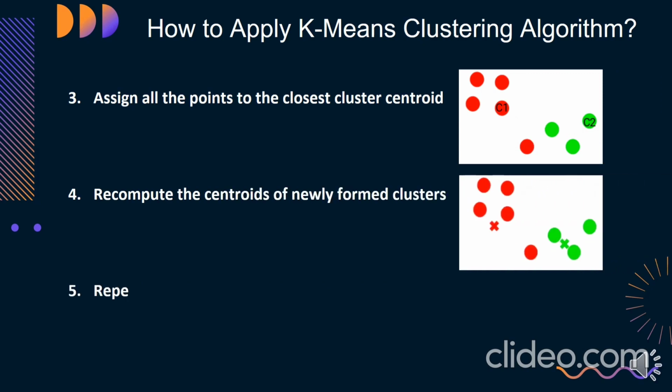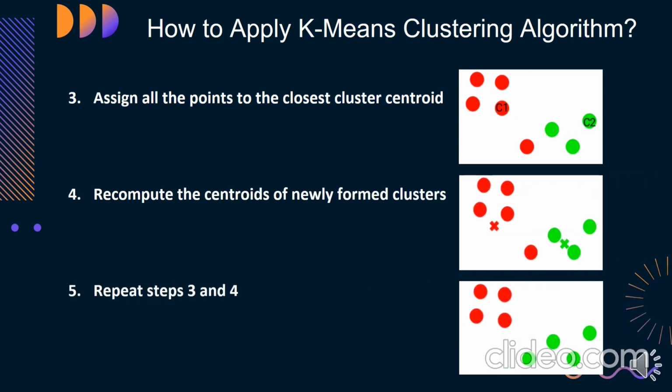Once we have initialized the centroids, we assign each point to the closest cluster centroid. Here you can see that the points closer to the red point are assigned to the red cluster, whereas the points closer to the green point are assigned to the green cluster.